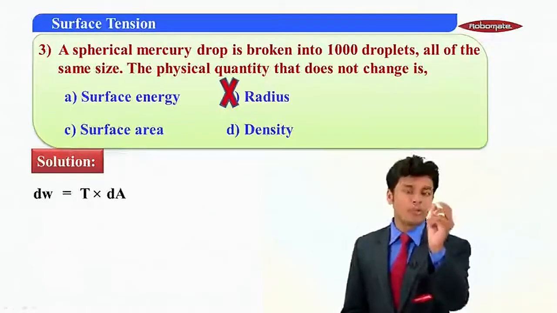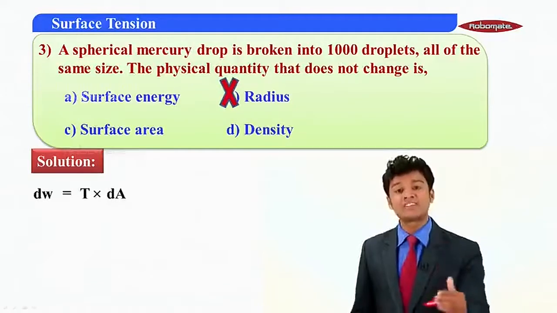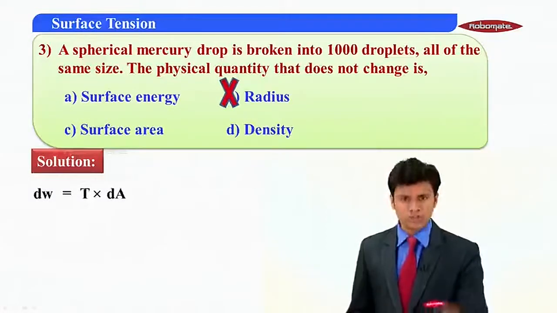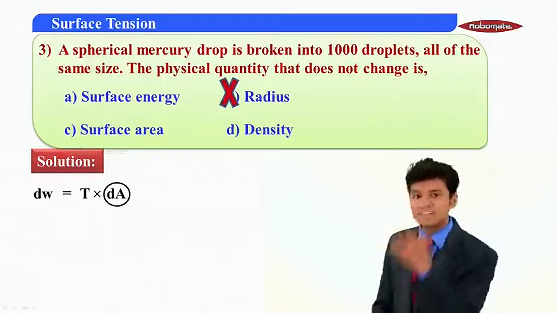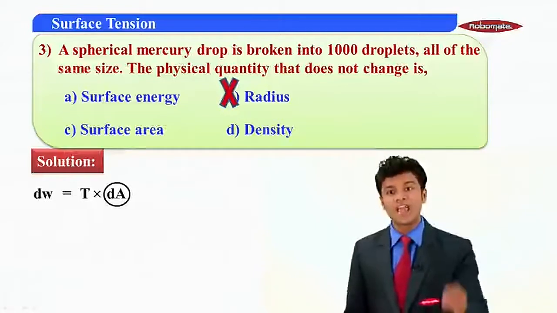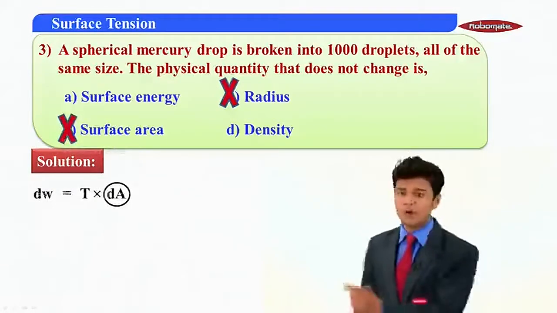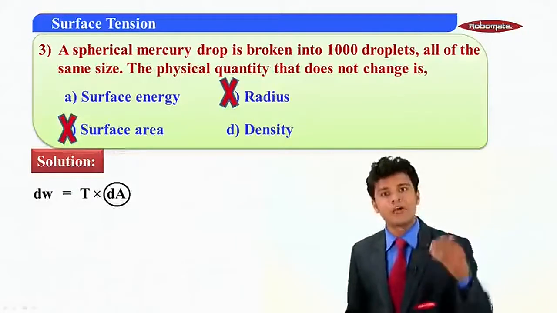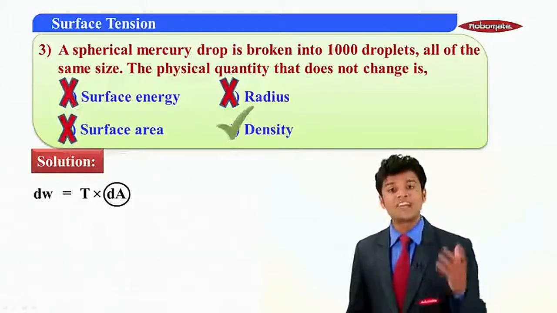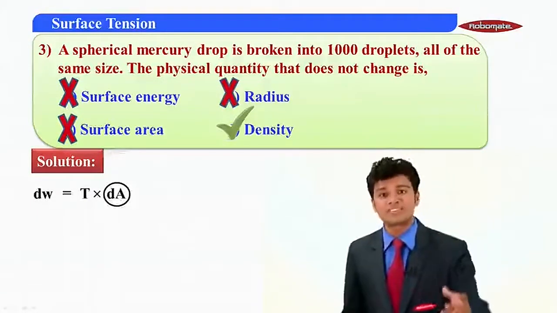Now when one drop falls down and gets converted into many droplets, its surface area increases. If the surface area increases, that means it is changing, and if it is changing, I can say that dA is the quantity which is surely going to change, and hence C cannot be the answer. Now, if you look at the formula, dW is equal to T into dA. Since dA is changing, dW has to change. So surface energy also cannot be the answer.